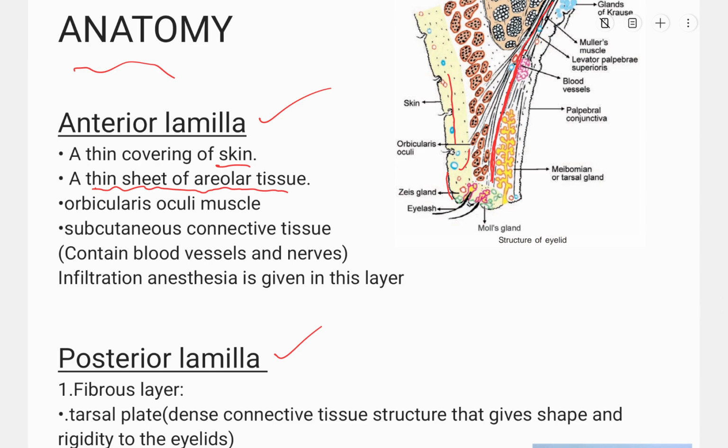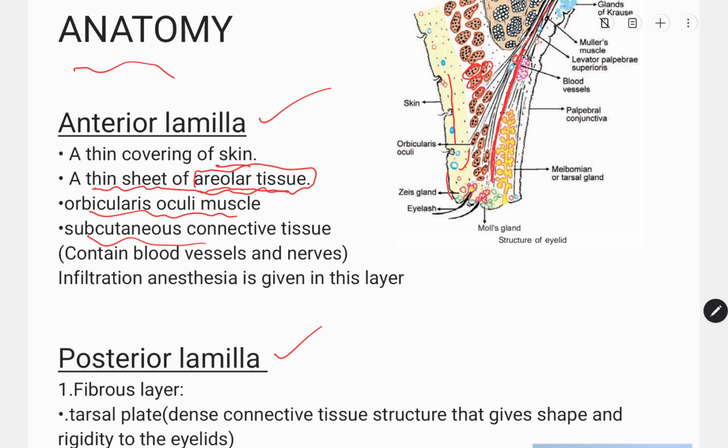Because it lacks fat, it does not show any kind of resistance if there is accumulation of blood or fluid. So this can be seen if there is any injury of the eyelid. We can see that accumulation of the fluid or blood occurs mostly in this layer, the areolar tissue, because it lacks fat. The other is orbicularis oculi muscle, which can be seen like this brown one. We will discuss it in the later part.